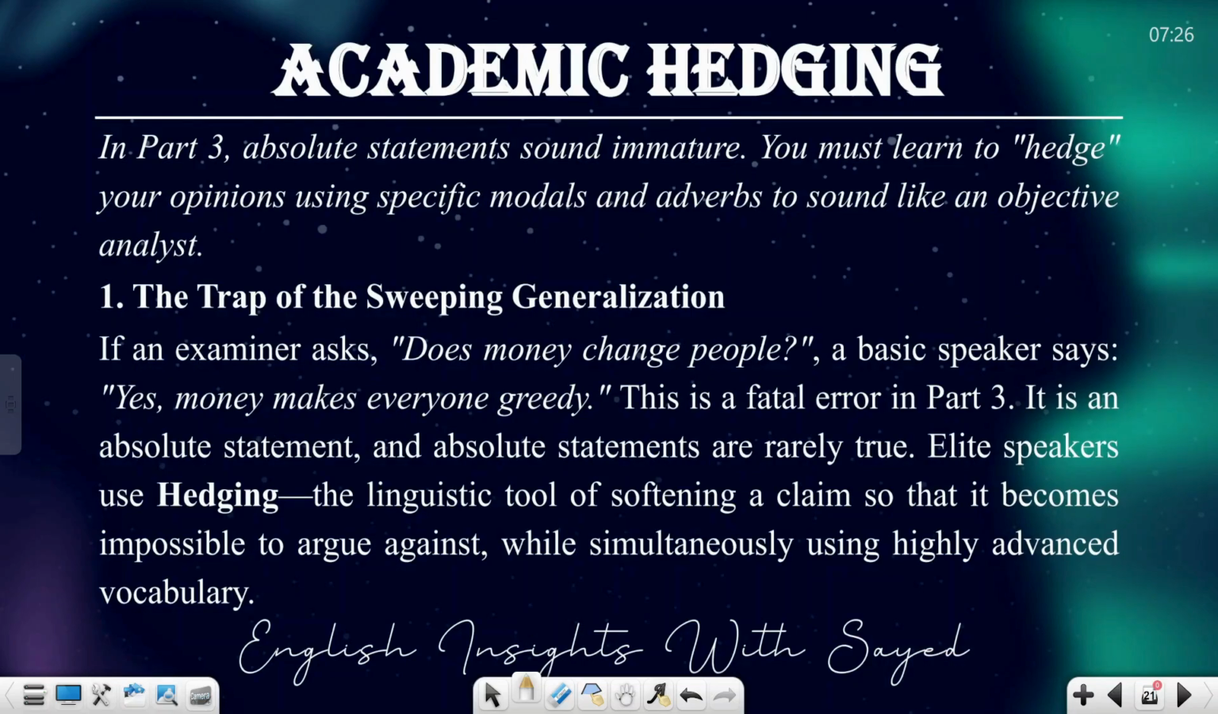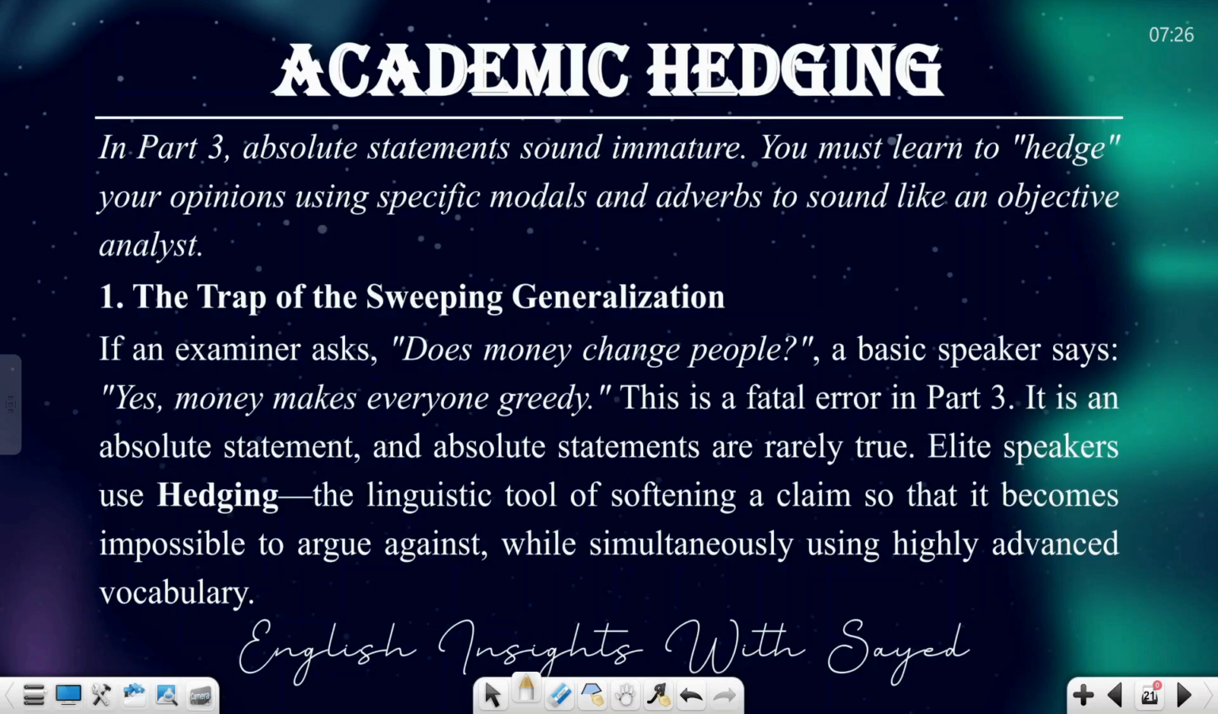In part 3, let's move towards part 3. Absolute statements sound immature. You must learn to hedge. Though I have already discussed how to make it nuanced, how to hedge your opinion using specific modals and adverbs to sound like an objective analyst. The trap of sweeping generalization. If an examiner asks, does money change people? If you give any definite answer, then you will be sounding like a very basic speaker.